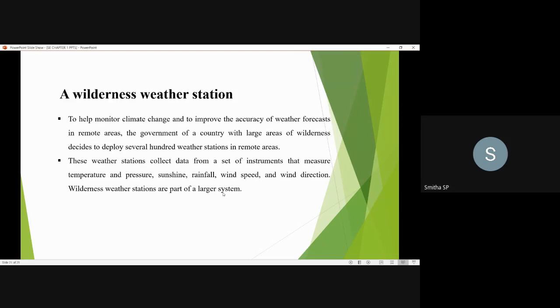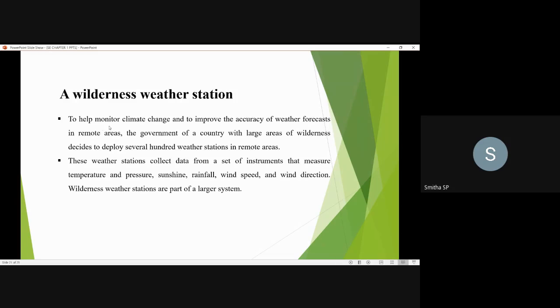In our last session, we discussed a case study that is a mental health care patient management system. Today we will be discussing another case study, which is a wilderness weather station. A weather station is used to monitor climate changes, as we all know. So let's see what this wilderness weather station case study describes.